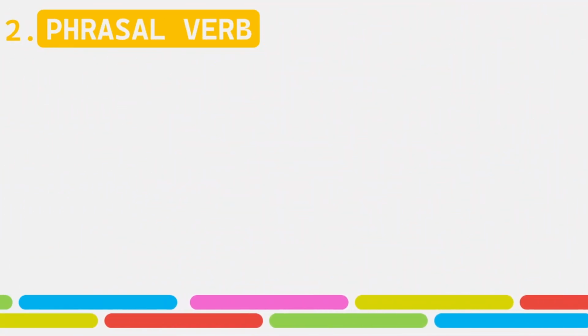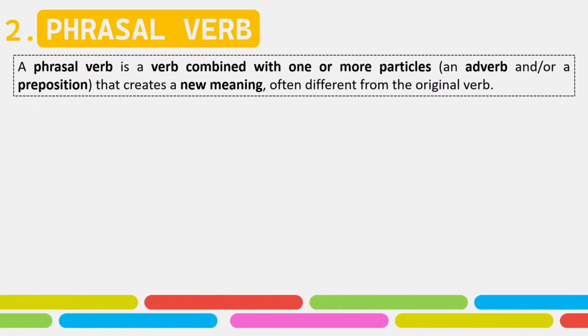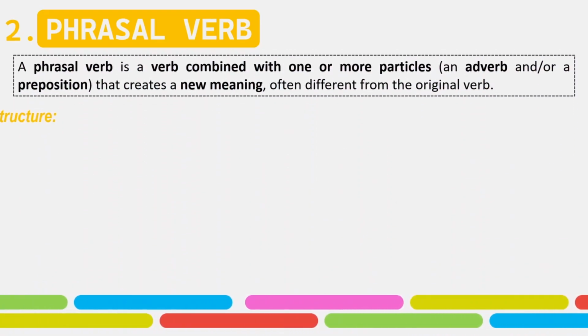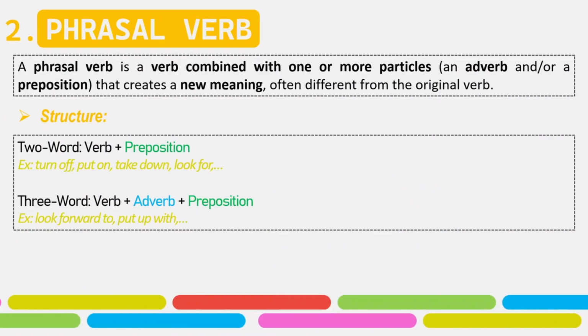The second section is phrasal verb. Phrasal verbs can follow different structures. First, verb plus preposition. For example, like turn off, put on, take down, look for, where the object must come after the preposition, like look after the child, not look the child after.